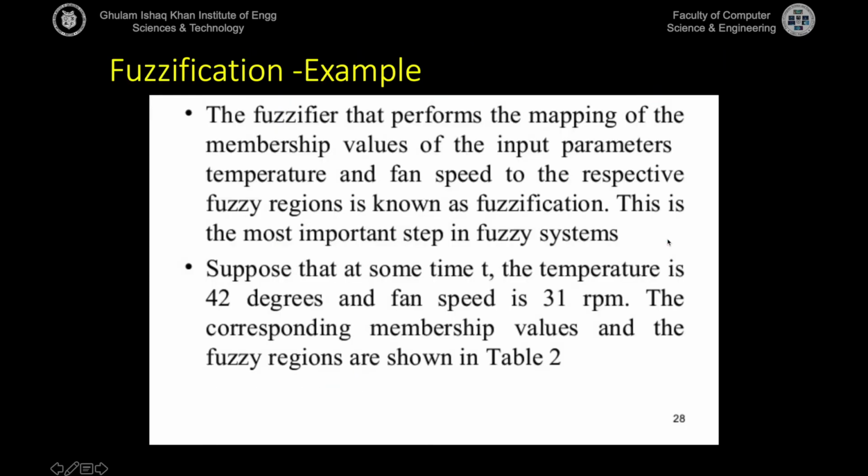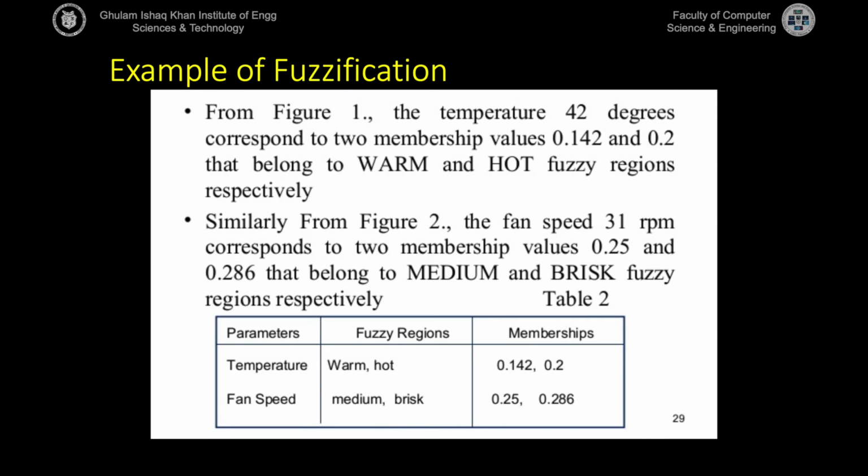Let's see what the values are for both of these. So it's 0.25 and 0.286 for medium and brisk. Okay, those are the values that it has found for cutoff. Let's suppose that that's a cutoff. You just need to take a ruler and find where the cutoff is.